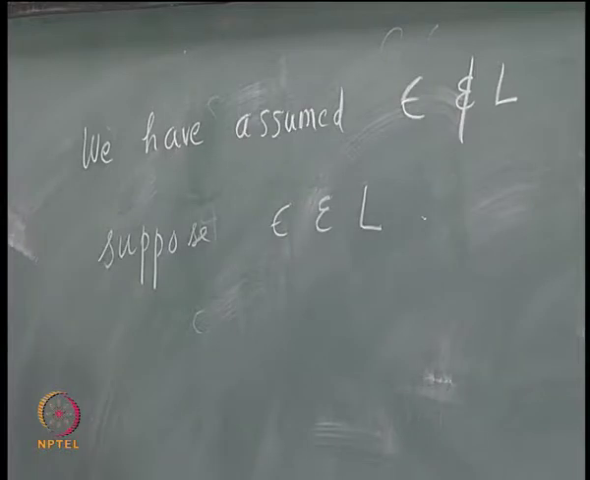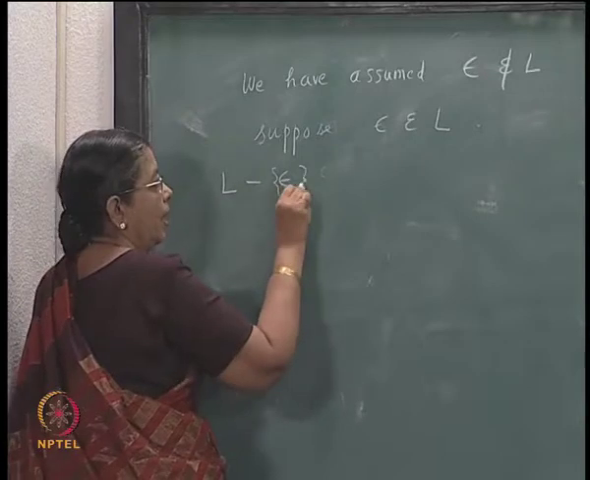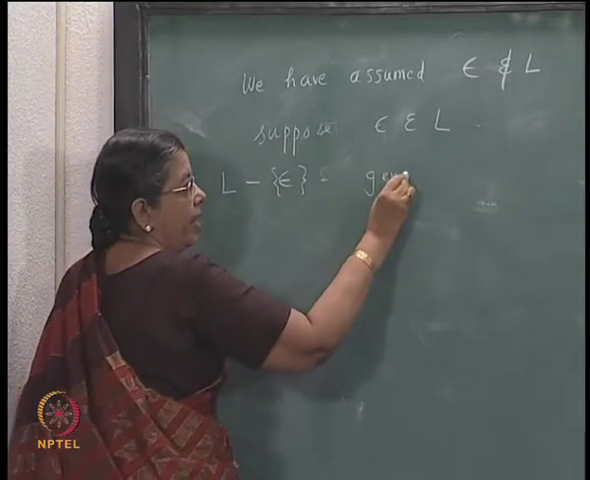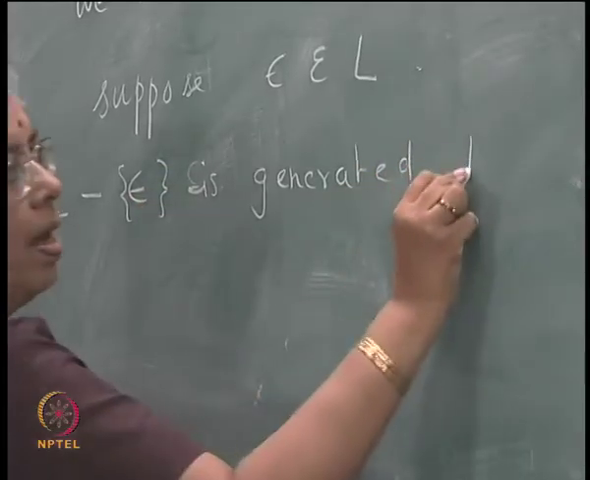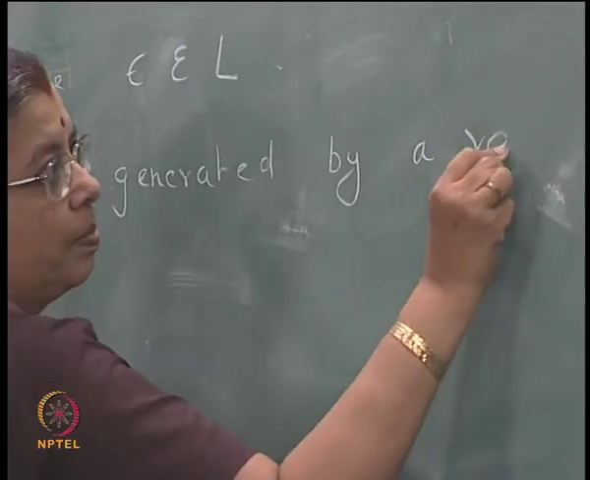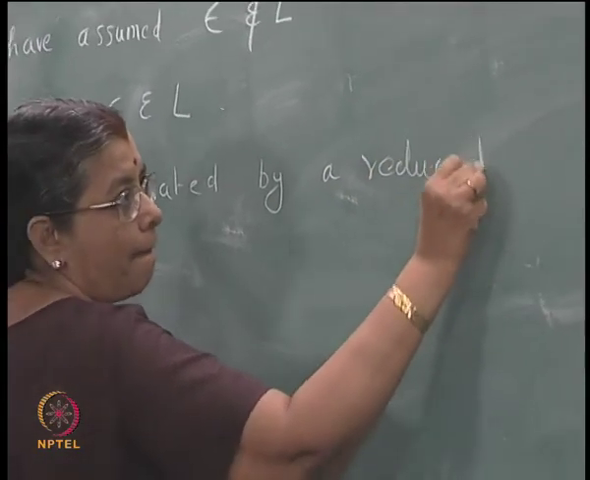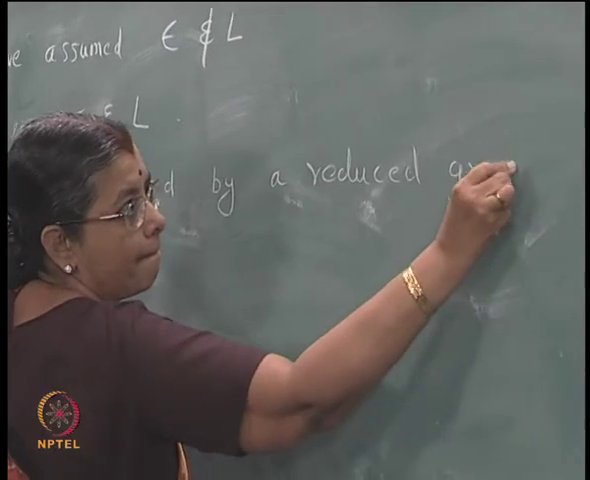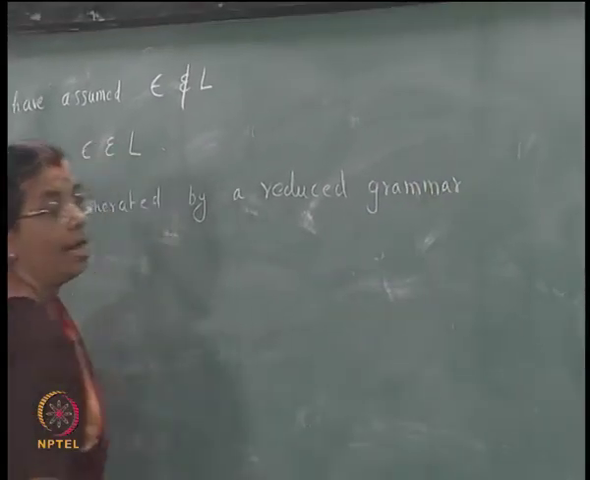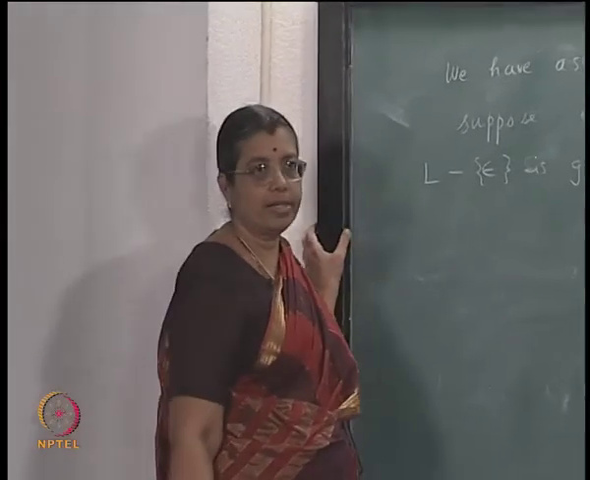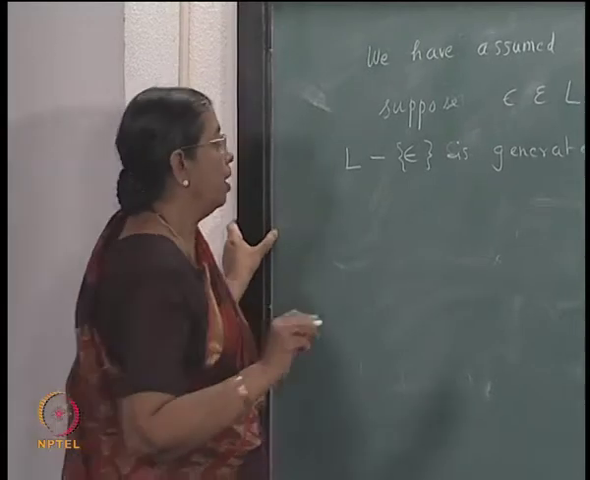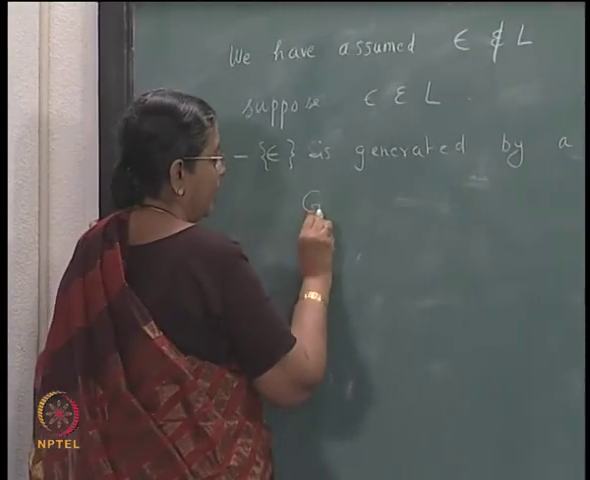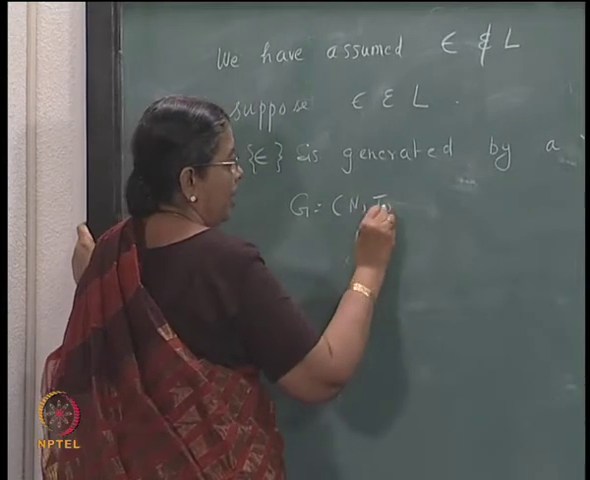In this case, L minus epsilon can be generated by a reduced grammar. Now you have to include epsilon. For that, what do you do? Suppose this is generated by G equal to (N, T, P, S).